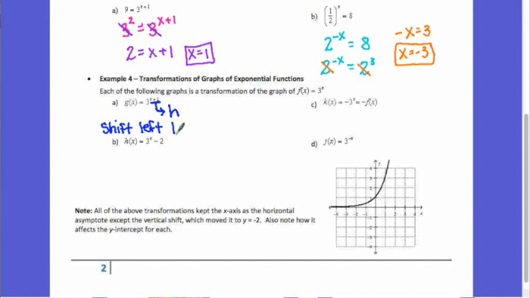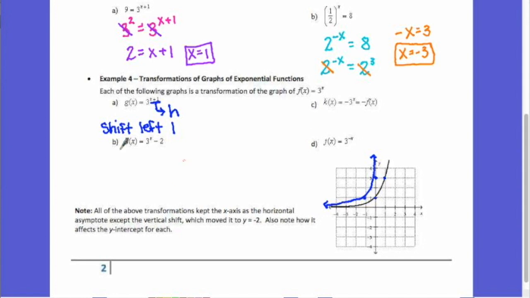So you have these points down here, like this one and this one. We're going to take those points and move them all to the left by 1. So that one goes there and that one goes there. And then we follow along like this. And there's the transformation of that graph.